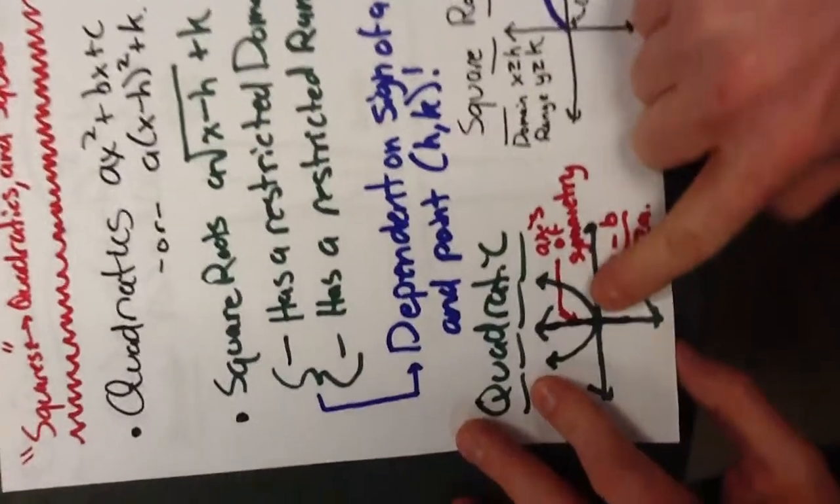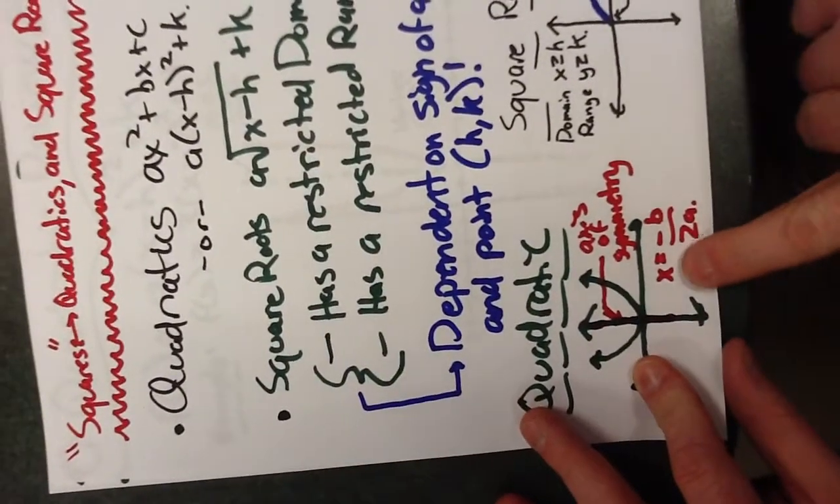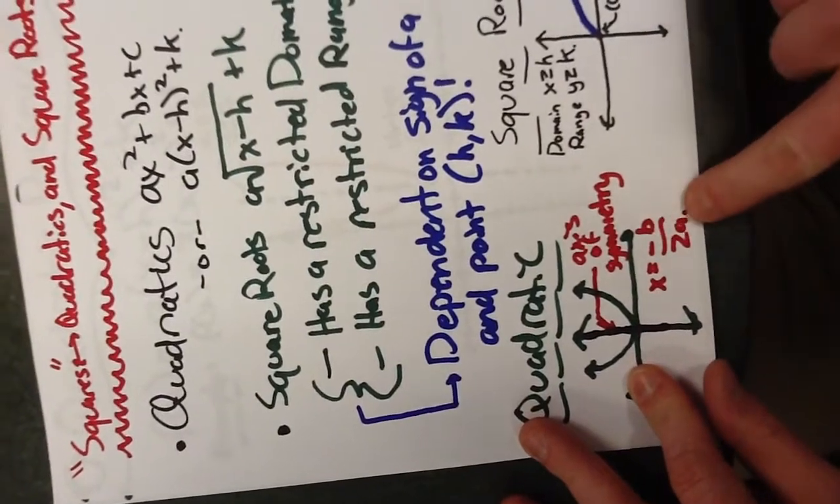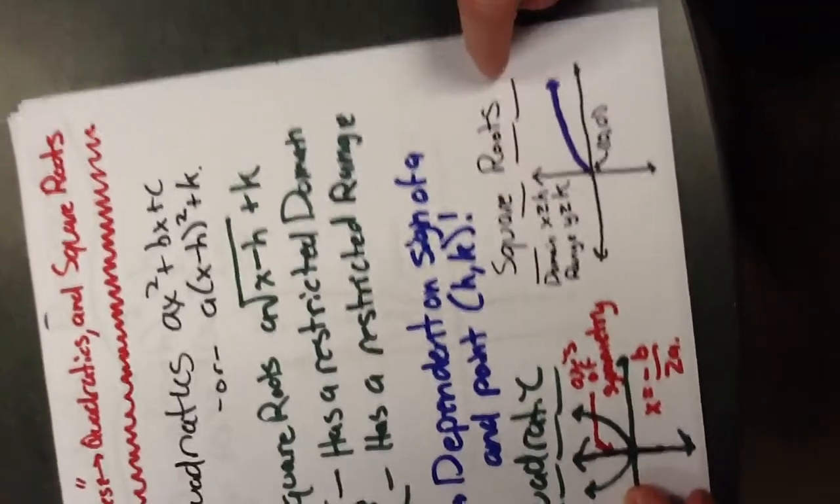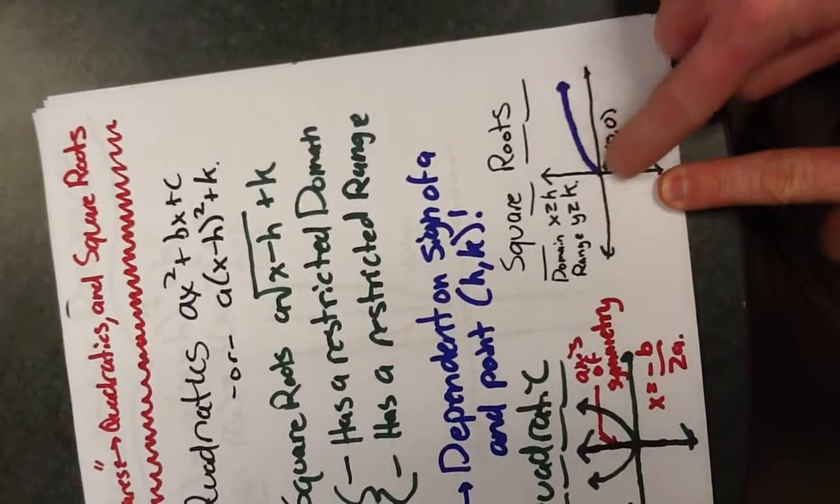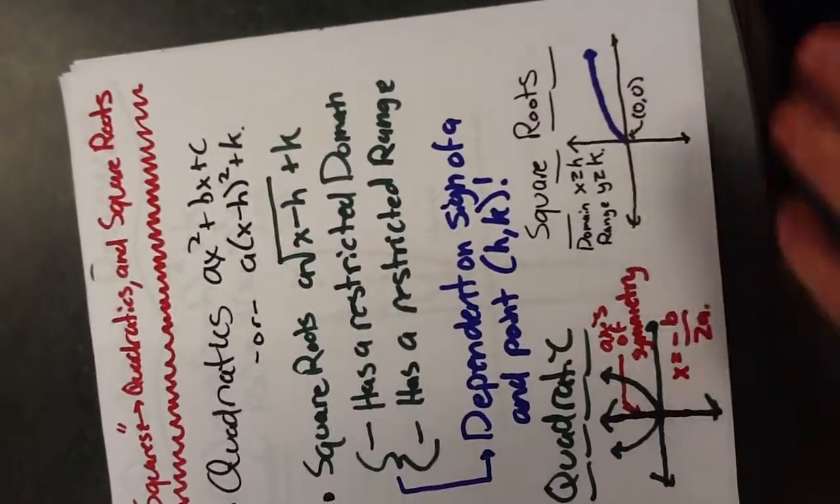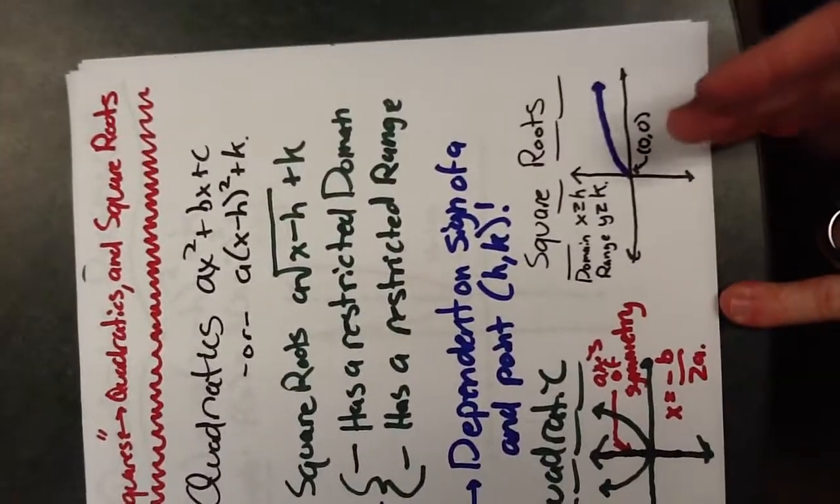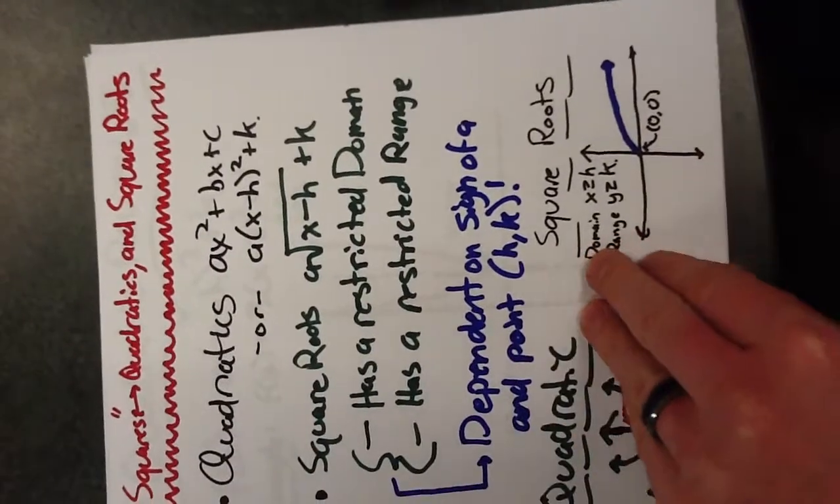Quadratic function, axis of symmetry: once again, we find the x-coordinate of the vertex with the opposite of b over 2a. And the square root, once again, looks like this. We can't go down to the bottom for two reasons. We can't take the square root of a negative, plus it would not satisfy the vertical line test.